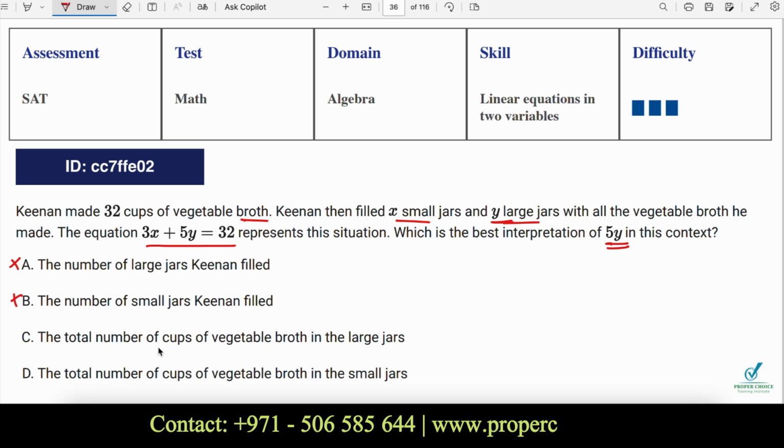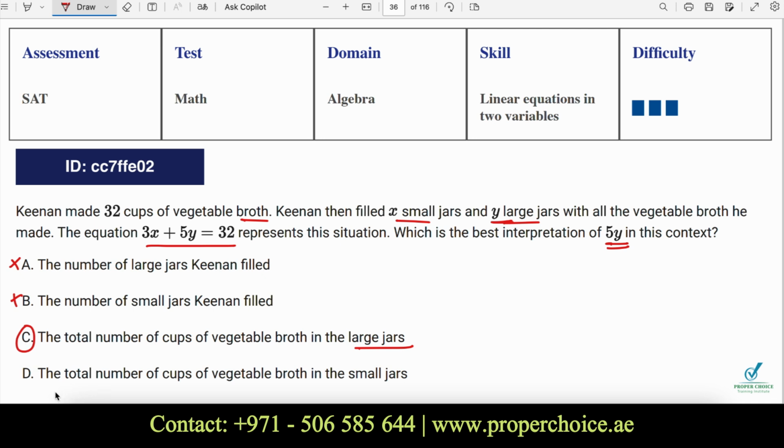The total number of cups of the vegetable broth in large jars. Yes. Y number of jars he is filling with the quantity of 5 cups of broth per jar. So y times 5 gives me the total number of cups of vegetable broth in the large jars. Makes sense, so option C is the right answer.